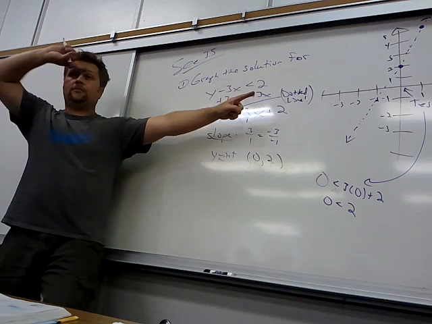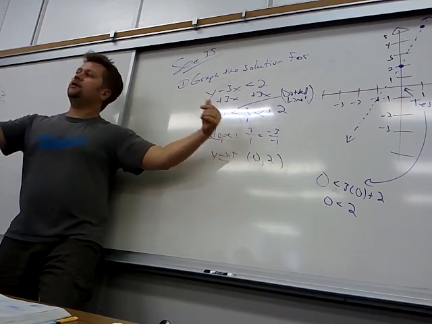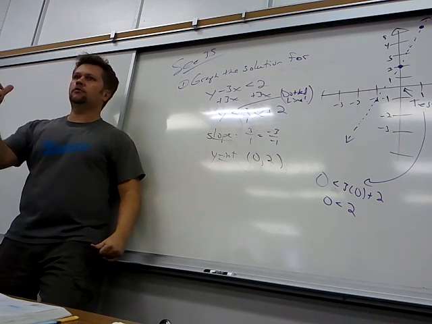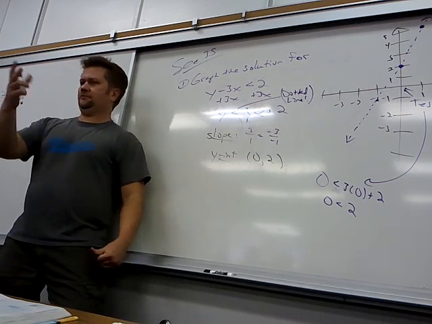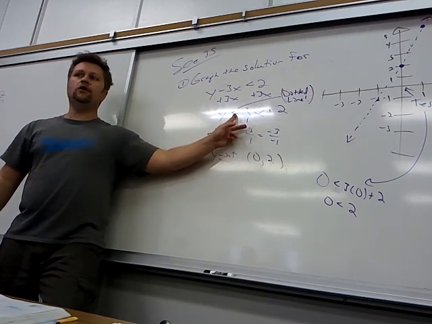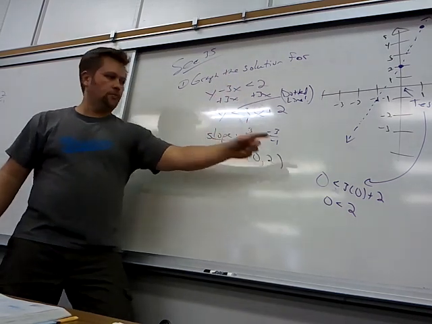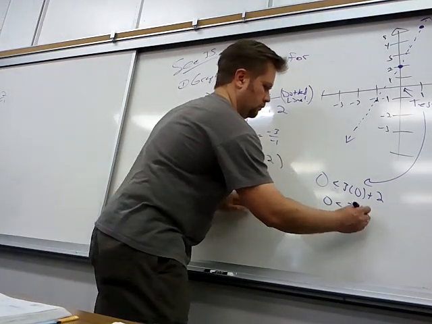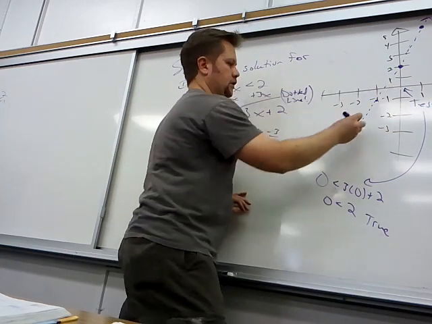So what does that mean about the point 0, 0? Did it work in here? Yeah. It worked because it was true. If this would have been a greater than, it wouldn't have worked, and I'd have to shade the other way. But this worked. This is true. So I shade in the direction of the point that I plugged in. I shade in this direction.